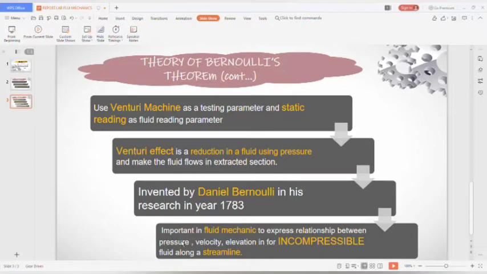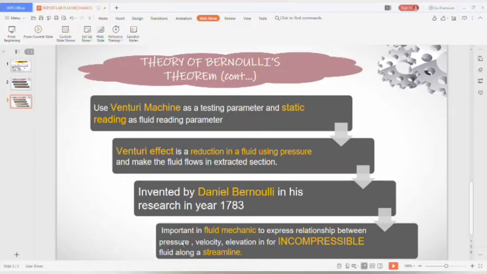Okay. Next, what is the Venturi effect? The Venturi effect is a reduction that occurs in a fluid using pressure. When we apply pressure in a fluid, there will be a reduction, so that will make the fluid flow through an extracted section. It forces the fluid to go out through the extracted section, or choke, because we apply pressure, so the pressure will push it out.